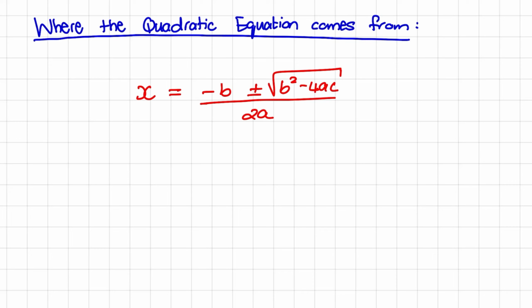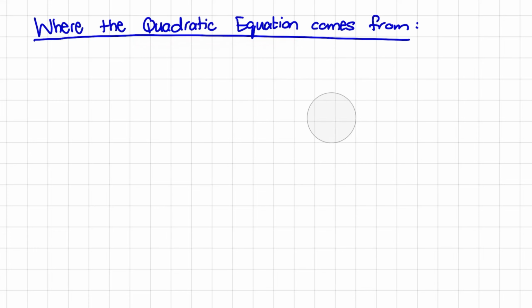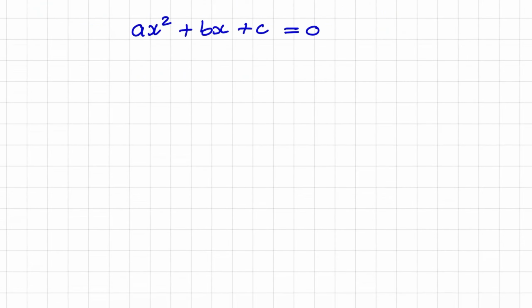And in this video, we'll explain where the quadratic equation comes from. So let us start. Let's consider a quadratic equation in the format of ax squared plus bx plus c equal to 0. And what we want to do is solve for x in this equation.